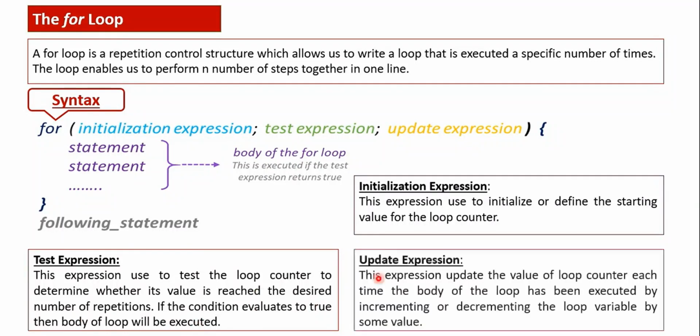Next is the update expression. Now this expression updates the value of the loop counter each time the body of the loop has been executed by incrementing or decrementing the loop variable by some value. That means whenever the body of the loop is executed, then the update expression is performed, and the update can be an increment or decrement in the loop variable.